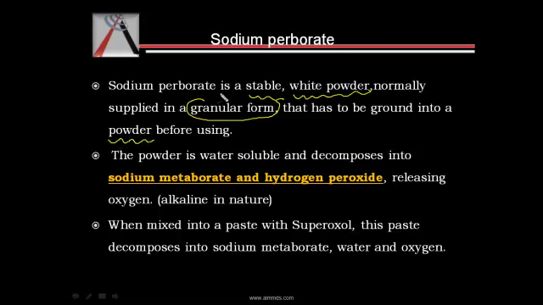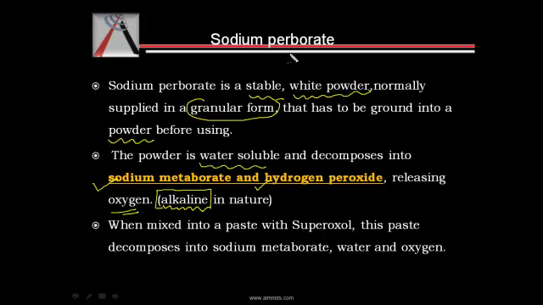And the powder of sodium perborate, it is water soluble, and when it is mixed in water, it decomposes into sodium metaborate and hydrogen peroxide, releasing oxygen. And if you talk about the pH, it is alkaline in nature.